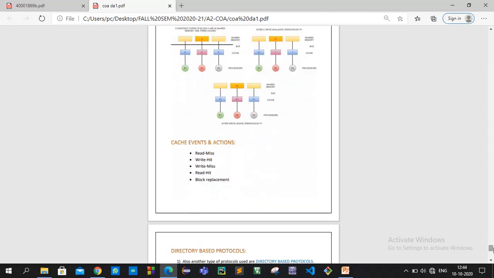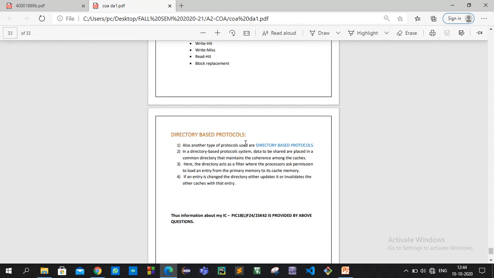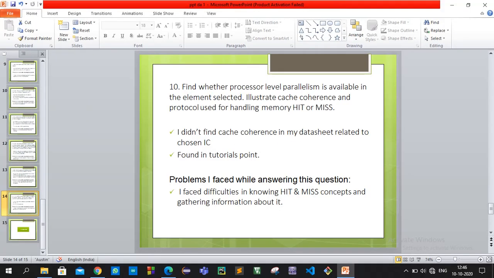And these are the different types of cache unit events and actions, that is read miss, write hit, write miss, read hit, and block replacement. And this is another type of protocol, that is directory based protocol. The main difficulty I faced is in knowing the hit and miss concepts and gathering information about it.